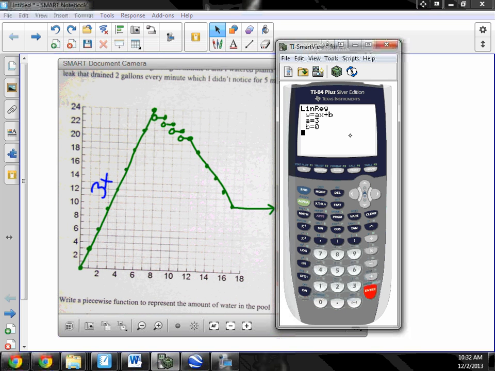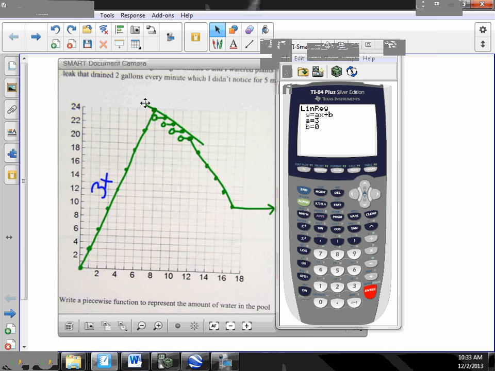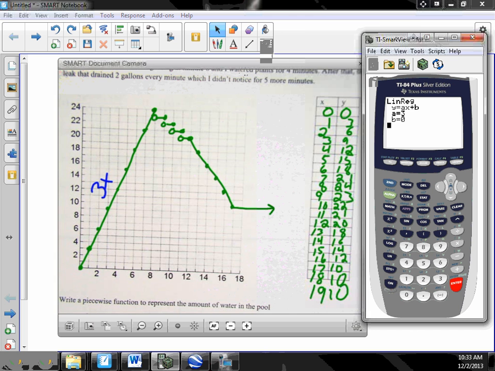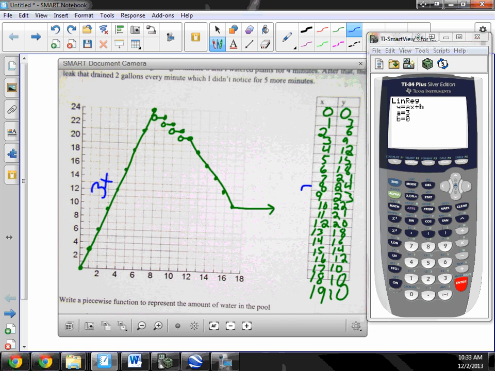Anybody have trouble getting that? Okay. Now the second graph is a step function. Is it a linear step function, an exponential, or a quadratic step function? Linear, because if you follow those lines, those points, it makes a straight line. So I need to enter 2 values in the step function, and the step function is between 8 and 12.